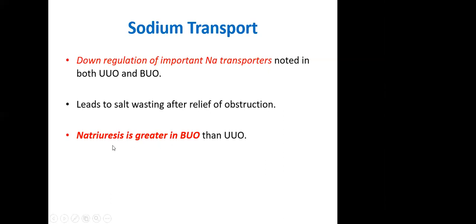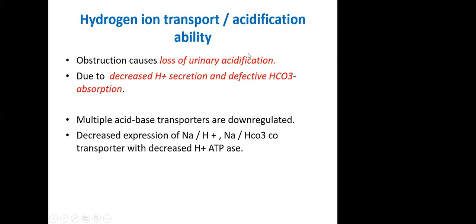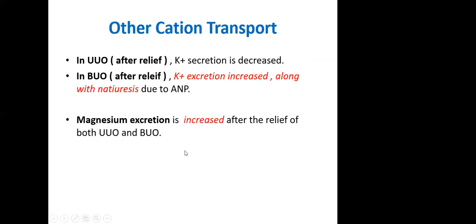Hence, there will be salt wasting. There will be natriuresis, which we can see in both, but it is greater in bilateral. A greater amount of sodium loss occurs in bilateral urinary tract obstruction. Then coming to acidification, as I already told, acidification capacity will also be lost, and the patient's urinary pH will be elevated.